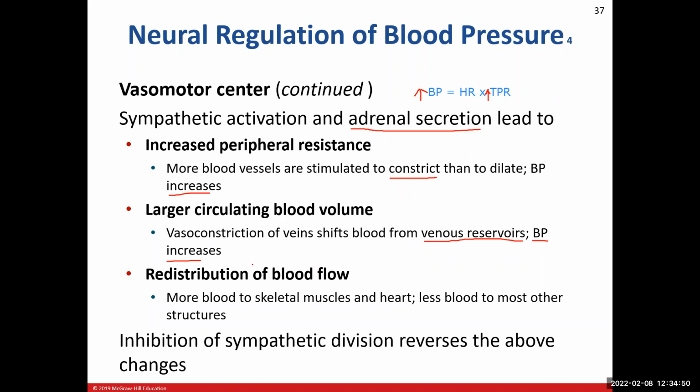So in addition to that sympathetic activation, we're going to see blood going to your skeletal muscles and your heart because they're metabolically active. And we're going to see blood going less to other structures there. So obviously, if we inhibit the nervous system, then everything will swing in the opposite direction. We're going to get vasodilation. We're going to get a decrease in blood pressure because we'll have more blood flowing. Our total peripheral resistance decreases.